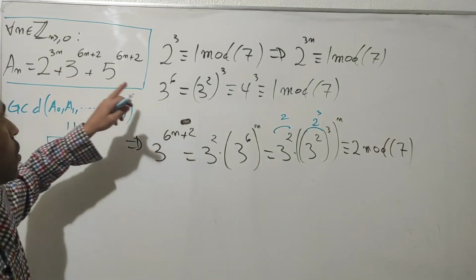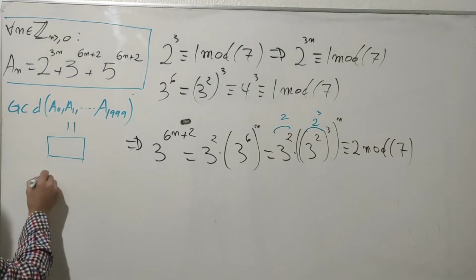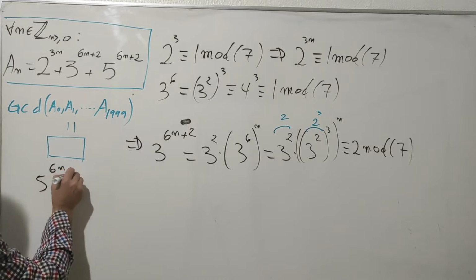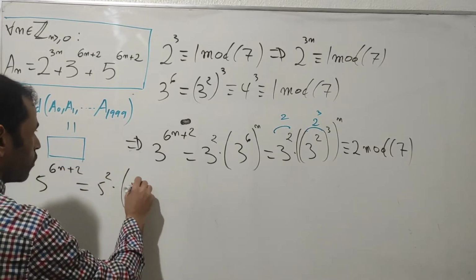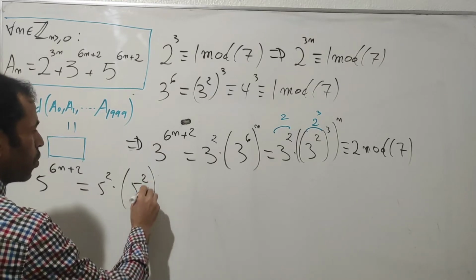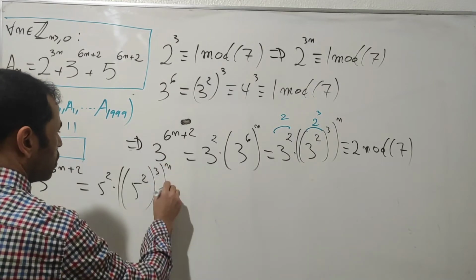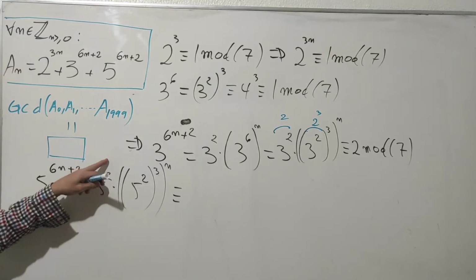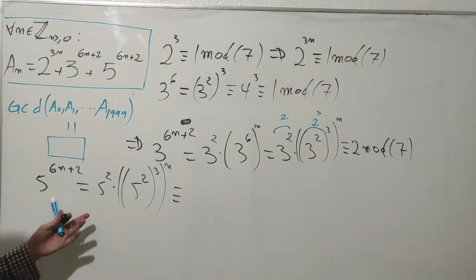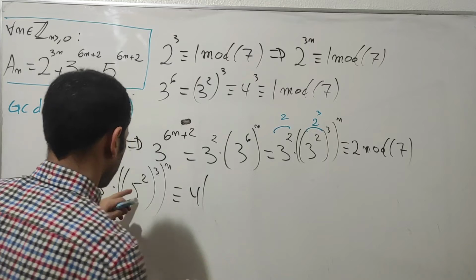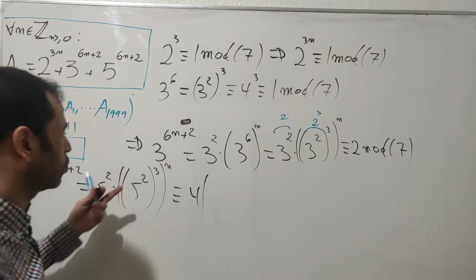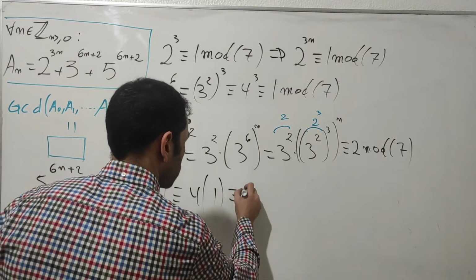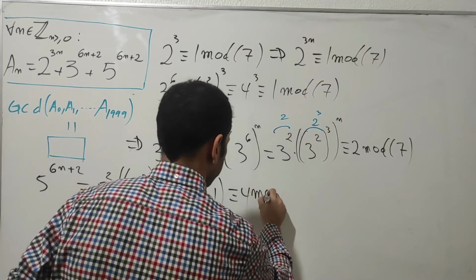Moving on to the last term, which is 5 to the 6n plus 2. I will have the same thing here. I get 5 squared multiplied by 5 squared, all raised to the 3, all raised to the n. It's more simple. 5 squared is 4 mod 7. So we get 4 here. This one was also 4. 4 to the 3 is 64. 64 is 1 more than 63. So we get 1 to the n, which is 1. So we get 4 here, mod 7.